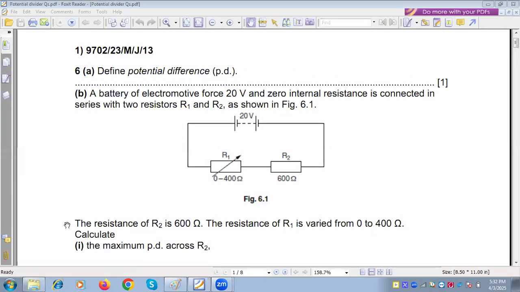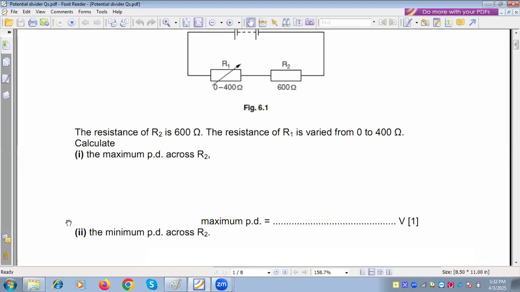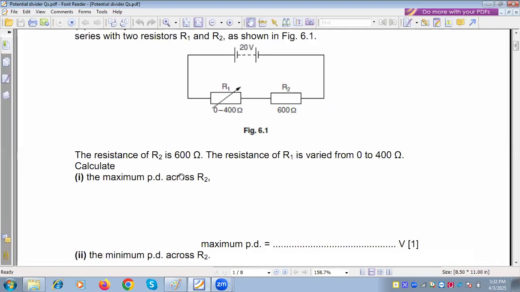To calculate the maximum potential difference across R2, see, it's a potential divider circuit and the potential difference, the 20 volt EMF of the battery, is shared between R1 and R2. The one which has greater resistance, the charge will be using up more energy while passing through that resistance. So the potential difference across R2 has to be maximum, maximum means 20 volt. For that purpose, R1 should be 0. It is a variable resistance, so it can be adjusted from 0 up to 400.